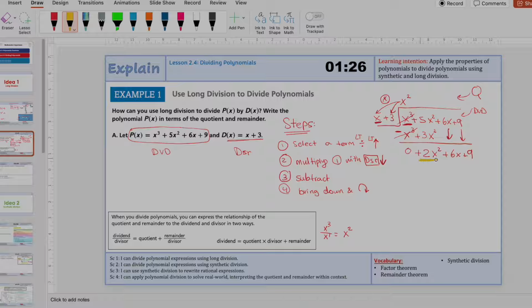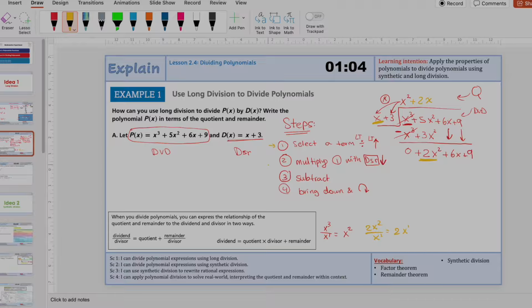Select the leading term from here with the leading term from here and divide them. So I'm doing step number 1 again. Yalla, 2x squared divided by x. 2 will be written down. X squared divided by x is just going to be x to the power of 1, which is x. Put your answer on top, positive 2x.